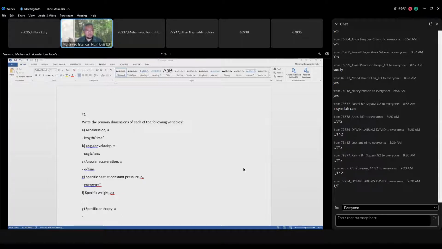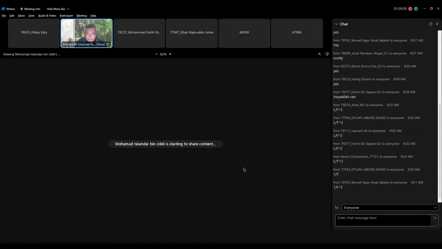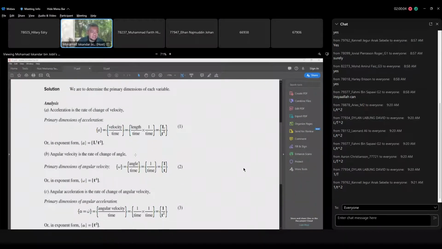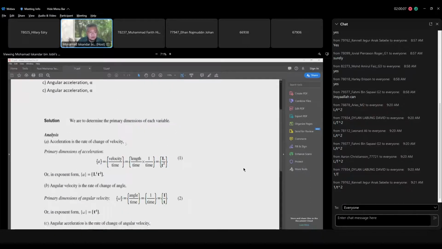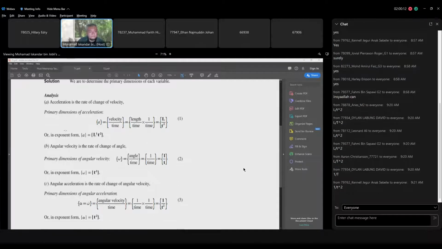I'm just going to stop here. I'll share with you the answer. If you wonder how they got the answer, like I told you, you have acceleration, angular velocity, and angular acceleration. The acceleration, A, is velocity over time. There can be many ways of expressing this. You can have velocity over time, or length over time squared. It's up to you.